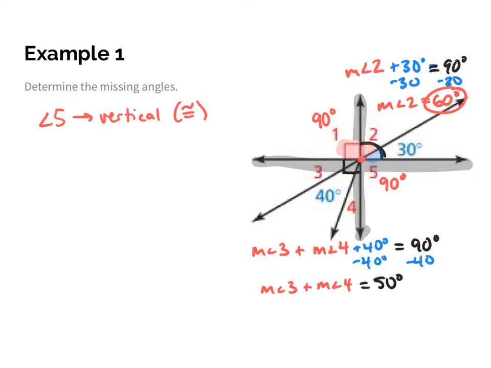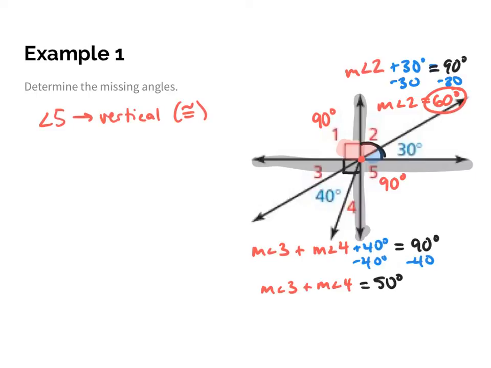So then how do I find the measure of angle 3 and angle 4? If you look at the angles, and normally we don't like to just look at a diagram and try to tell things, but I can see that angle 3 is a little bit bigger than angle 4. So I cannot say that each of these are 25 degrees apiece. So I'm going to have to figure out what they are.